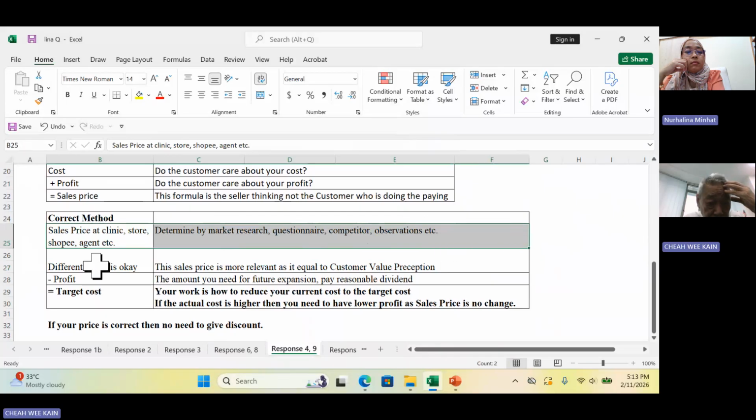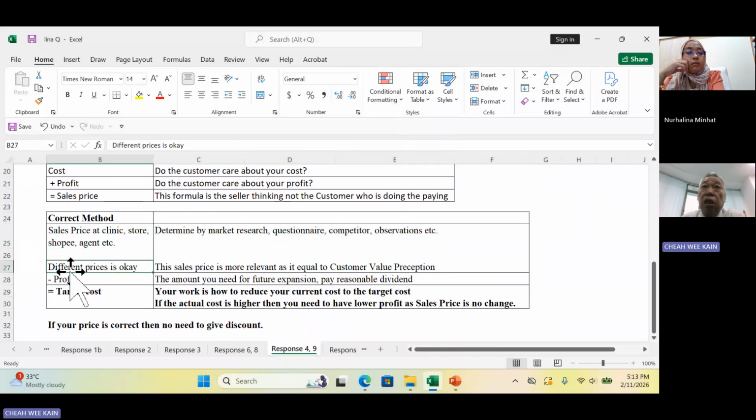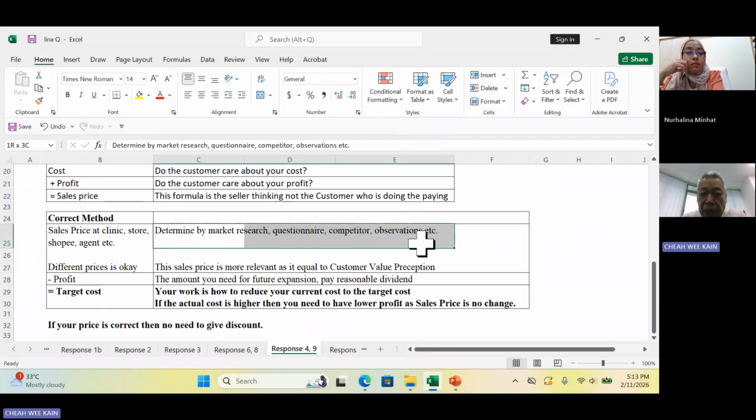Now, different prices is okay. It doesn't need to be the same price at the clinic or store or Shopee. We want to know the price at Shopee that the customer in Shopee wants to pay. We want to know the price at the clinic that the walk-in customer wants to pay. You understand? How to get that? You need to determine it by market research. This is the tough job. You can get it from questionnaires, you can observe, you can get a market researcher to do it for you.